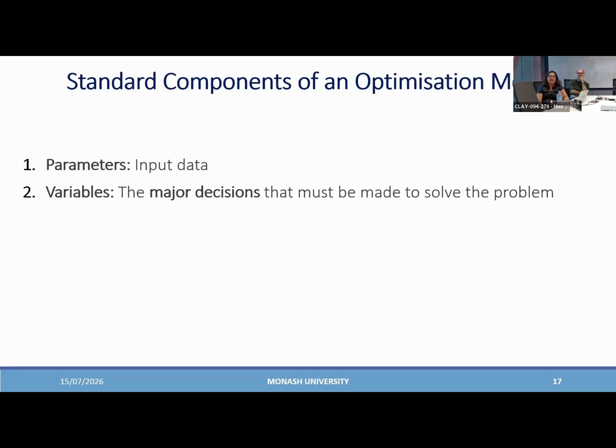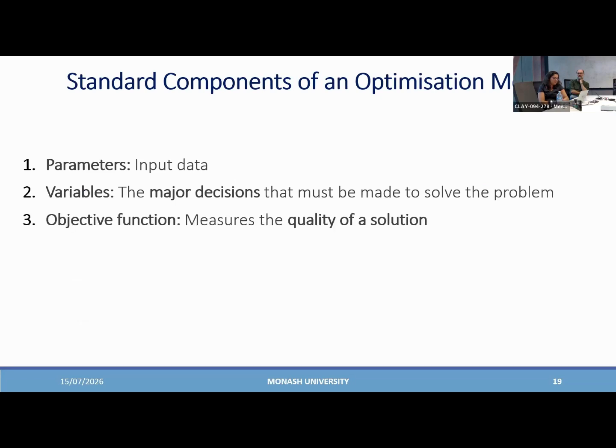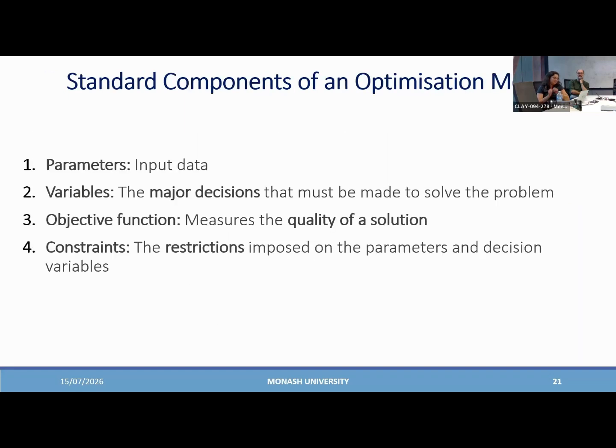And then we have the variables. The variables are the major decisions that must be made to solve a problem. In our problem, how many of each item type is packed in which box is going to be the variable. And then we have the objective function, which measures the quality of the solution. In our example problem, maximizing the resale profit and minimizing the number of boxes used to pack the purchased items is the objective function.